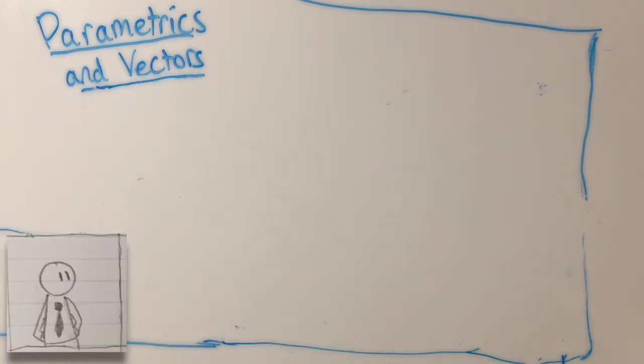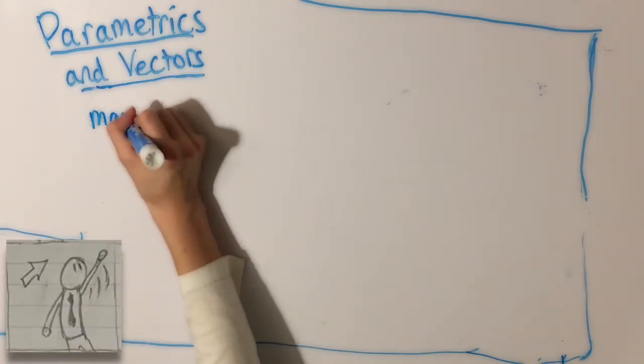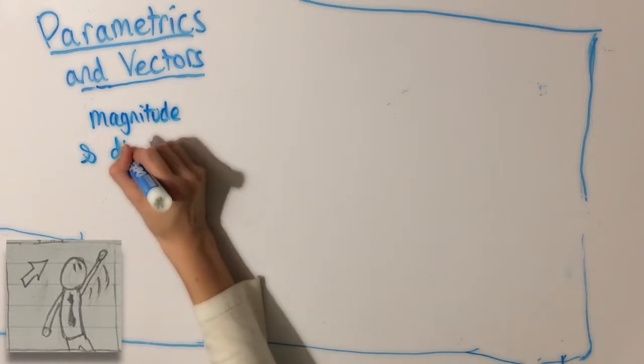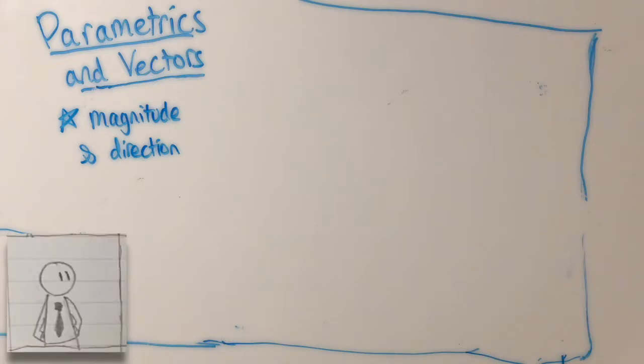Whew, that was quite the parametrics workabout. Now on to something eerily similar, but not quite the same. Vectors, quantities with magnitude and direction. First off, let's check out the two-dimensional standard notation. A vector usually looks something like this.